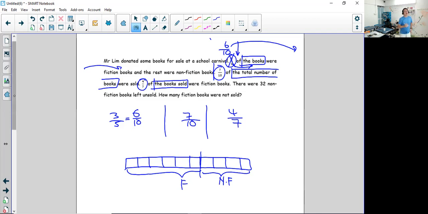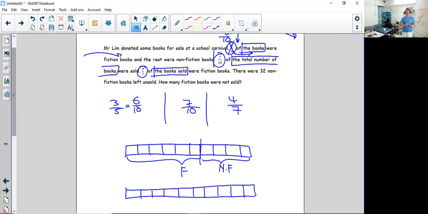So we are going to draw another rectangle, which is the same length. Why the same length? Because it's talking about the same thing, the same group, which is all the books. And you cut this rectangle into 10 boxes also. 1, 2, 3, 4, 5, 6, 7, 8, 9, 10. So I have 2 models, one below the other, so that I can compare later on.